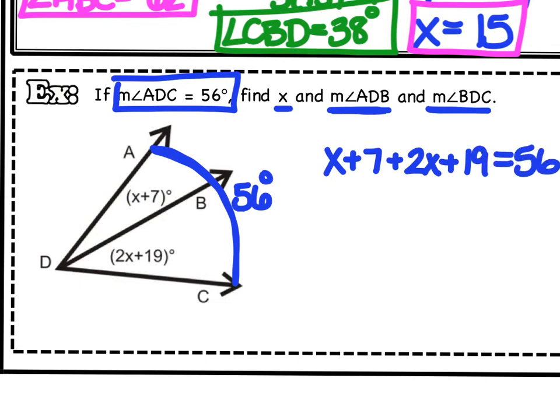From here, I'm going to give you a chance to try to solve this one on your own. Please remember to answer all parts of the question. You've got to complete this equation solving, and then plug in to find each one of the angles. Remember, you can always check your answer by adding your 2 angles together and making sure that they equal that total of 56 degrees. It only takes about 2 seconds once you figure out these 2 pieces.